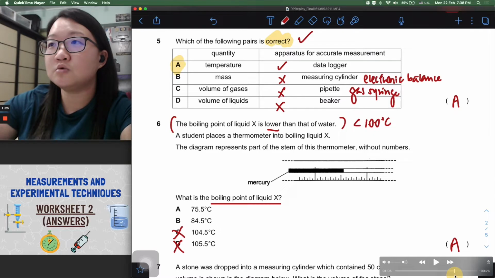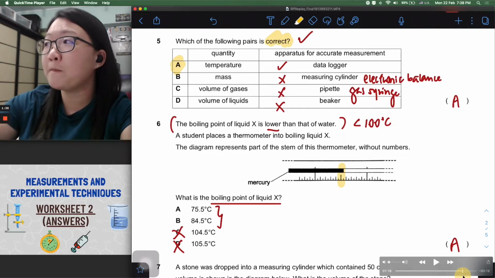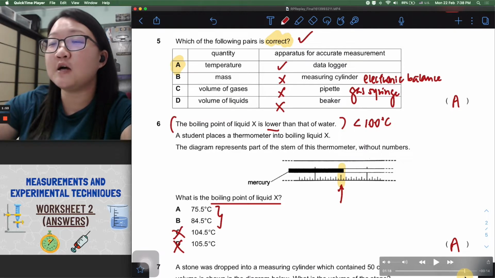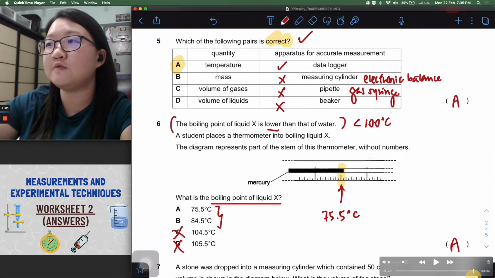Next, you zoom into the thermometer and you will look at this middle part that I'm highlighting. You notice that that's the halfway mark, right? So if the mercury has passed this mark, it means that it has a reading of 5 degrees Celsius over there. Since it has already passed that mark and it lands at the 0.5 mark thereafter, this tells us that the only answer can only be 75.5 degrees Celsius.